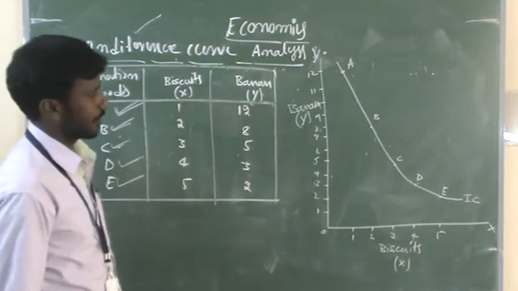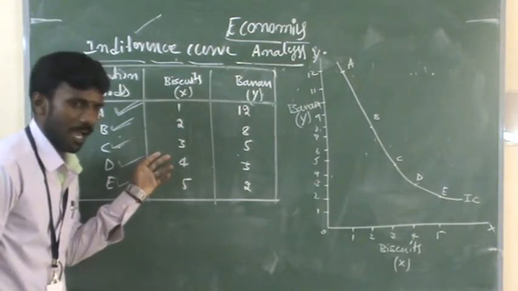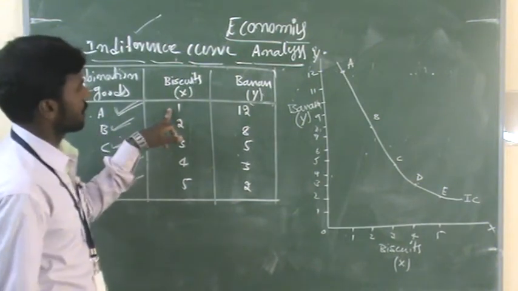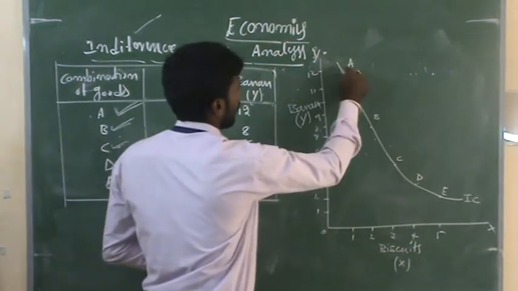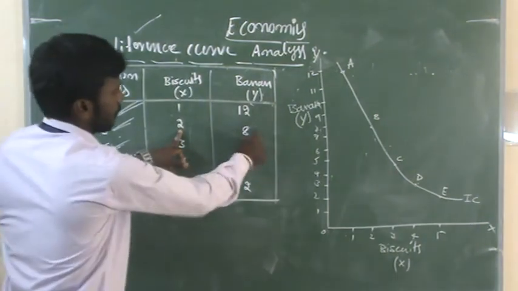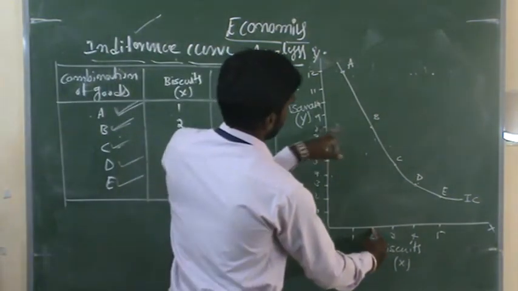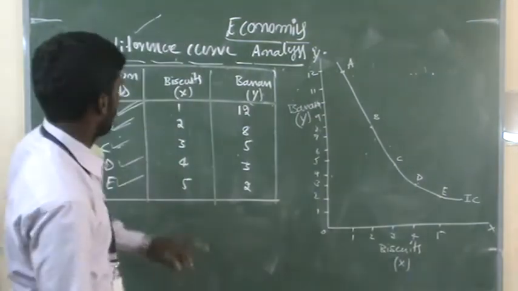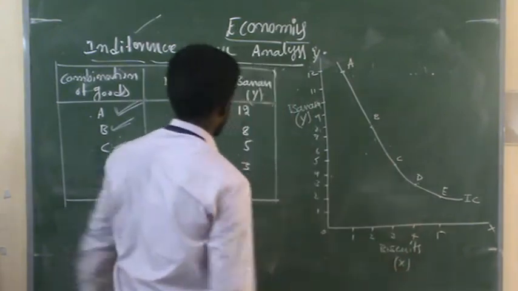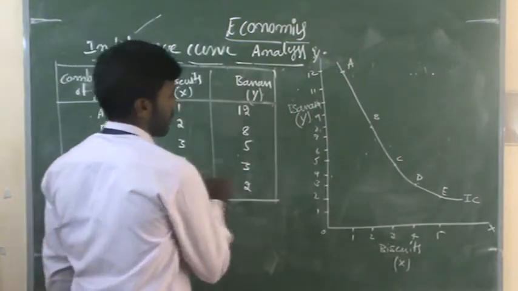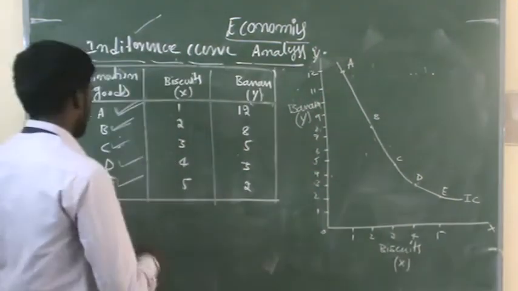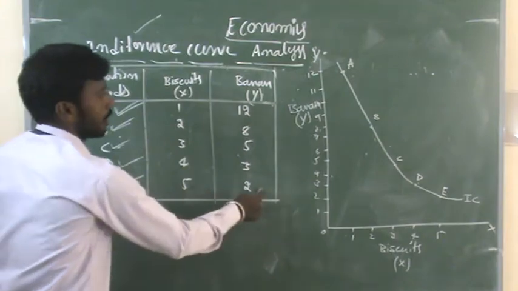Okay, so a diagram takkantadanna na table basis melene haakta irthakkantaddu alva. So that is it. See, combination A, 1 unit of the biscuit, 12. So 1 gets 12 equivalent agi point maadi, that is A. B combination, 2 units of the biscuit, 8 units of the banana. 2 units of the biscuit, 8 equivalent agi point maadi. Then now C, 3, 5. 3 equivalent agi 5, now mark maadkonve. D combination, 4 units of the biscuit, 3 units of banana. See, mark maadvi. Then finally, E combination, 5 units of the biscuit and 2 units of the banana.